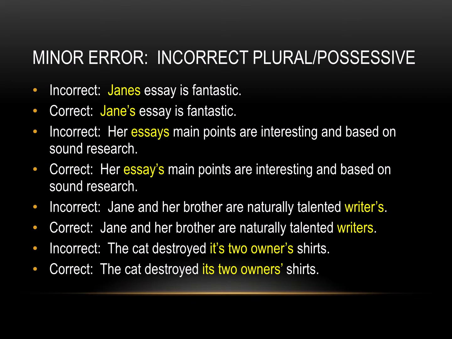Jane and her brother are naturally talented writers. That's just plural. The writers are not possessing anything. And finally, the cat destroyed its two owners' shirts. You do not have an apostrophe with its because it is the possessive. Its, with an apostrophe s, is a contraction, it is. And then two owners, you will put the apostrophe following plural owners because there are two of them.